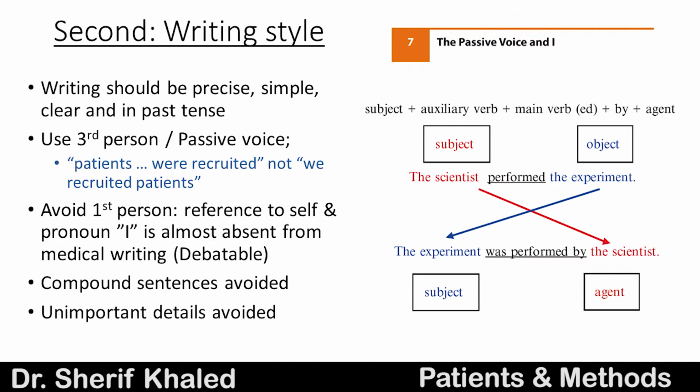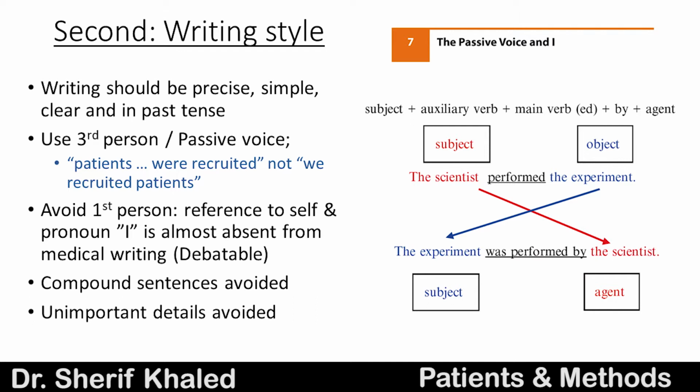So if you have, for example, the scientists performed the experiment, you say it in a passive voice: the experiment was performed by the scientist, okay? Avoid the first person, so don't keep saying I and we. The reference to self and the pronoun I are almost absent from medical writing. This sentence is a bit debatable. Some literature uses the words I and we, to the extent that some research books have chapters like this, the passive voice and I. And in these chapters, they discuss the debate of whether to use I and we or to use the passive voice.